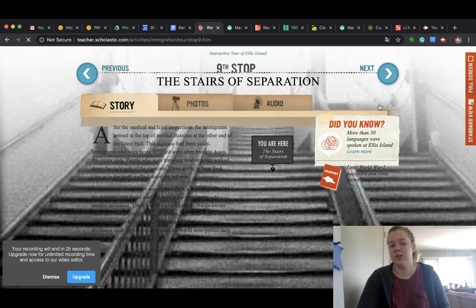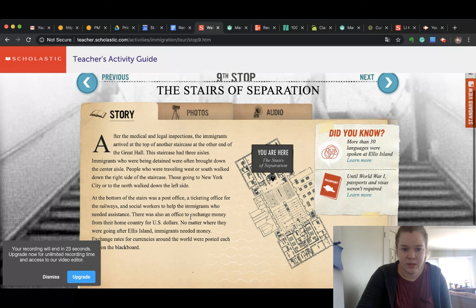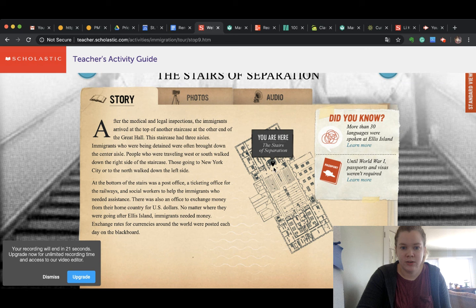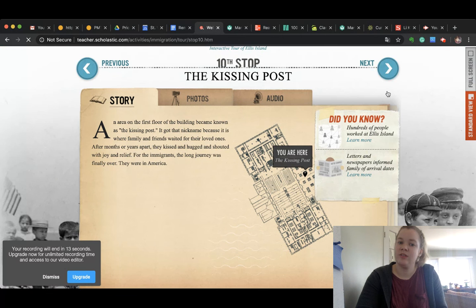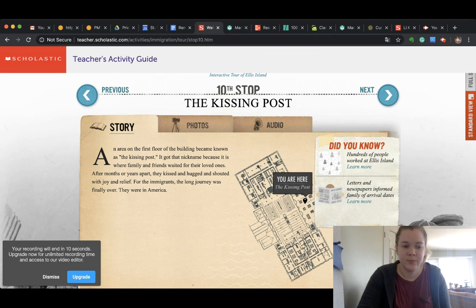And we only have 30 seconds left. Ninth stop is the Stairs of Separation. All right, so that would be right here. This is where you had 3 aisles, and the detainees were in the center aisle, so you got separated. And then our last stop is the kissing post, where people said goodbye, okay?